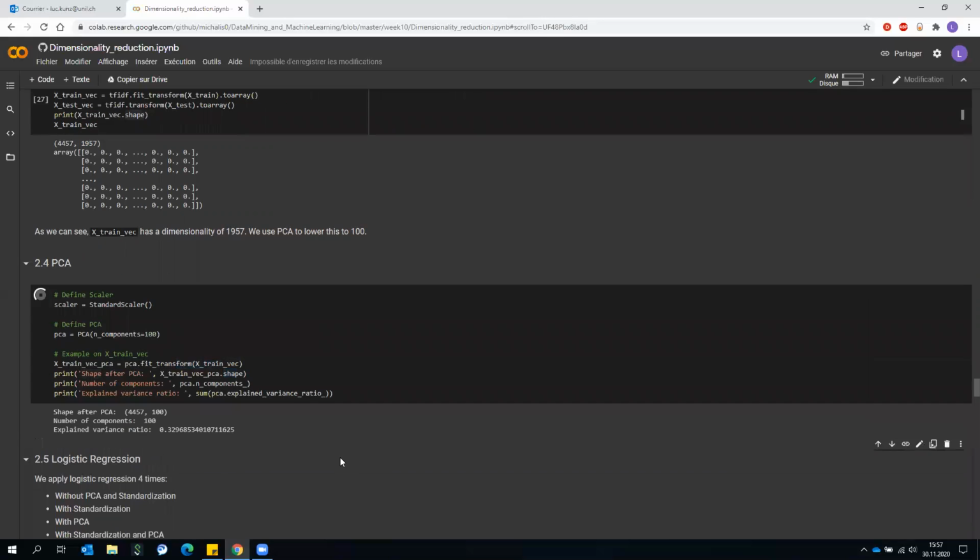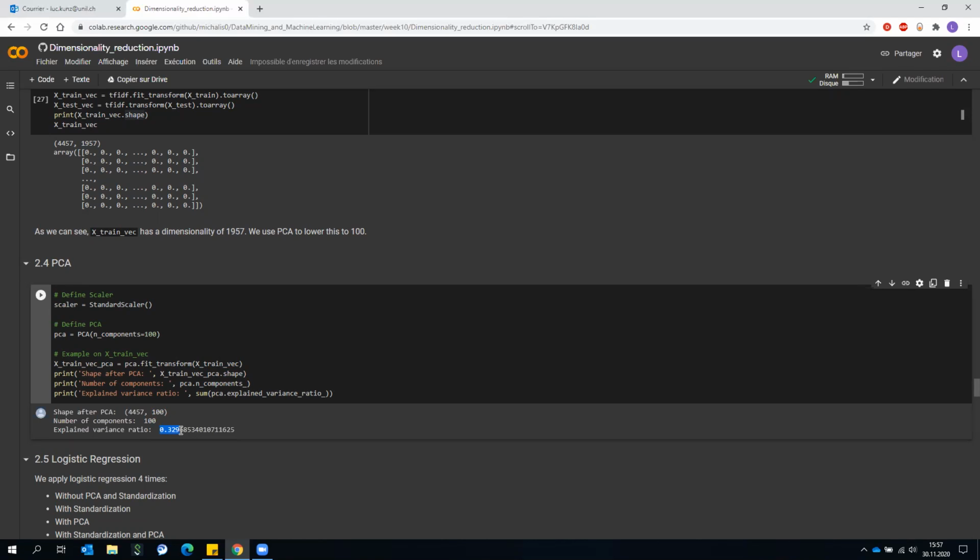Okay, if I run this, we can see that we transformed our messages to only 100 dimensions instead of around 2000. And we have an explained variance ratio of 33%, which is low, I would say, but it's something.